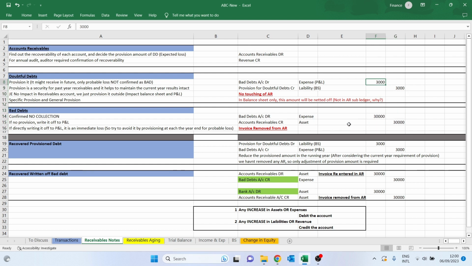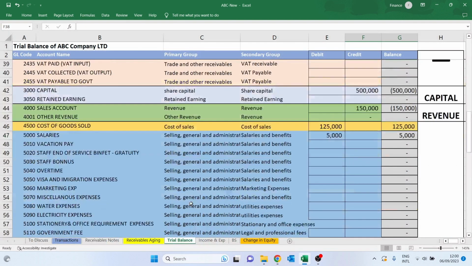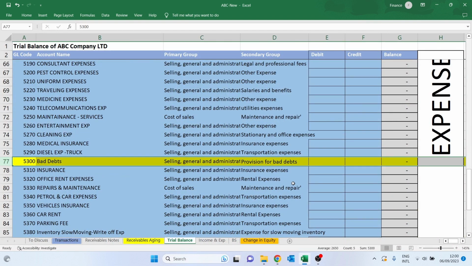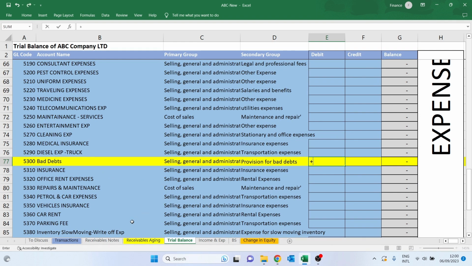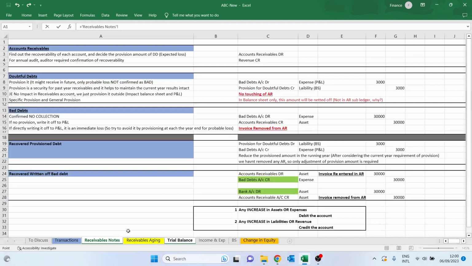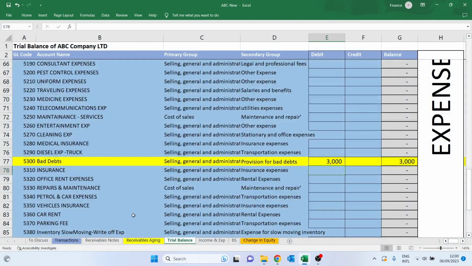First, bad debts debtor 3,000. It is a bad debts expense account in P&L. So let us go to the trial balance and find the bad debts account. Here, bad debts account debtor with 3,000.